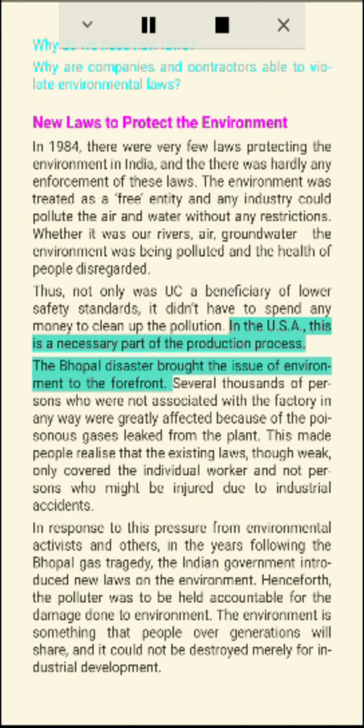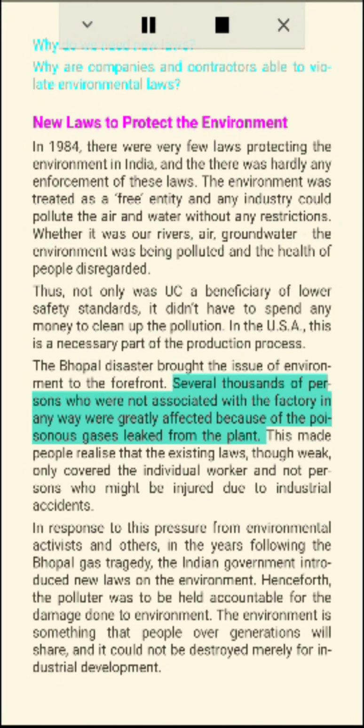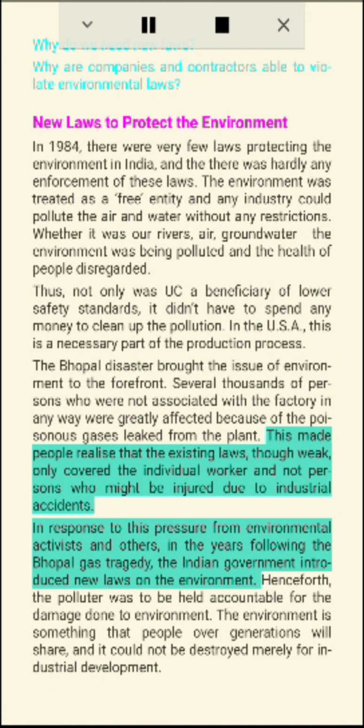Thus, not only was UC a beneficiary of lower safety standards, it didn't have to spend any money to clean up the pollution. In the USA, this is a necessary part of the production process. The Bhopal disaster brought the issue of environment to the forefront. Several thousands of persons who were not associated with the factory in any way were greatly affected because of the poisonous gases leaked from the plant.